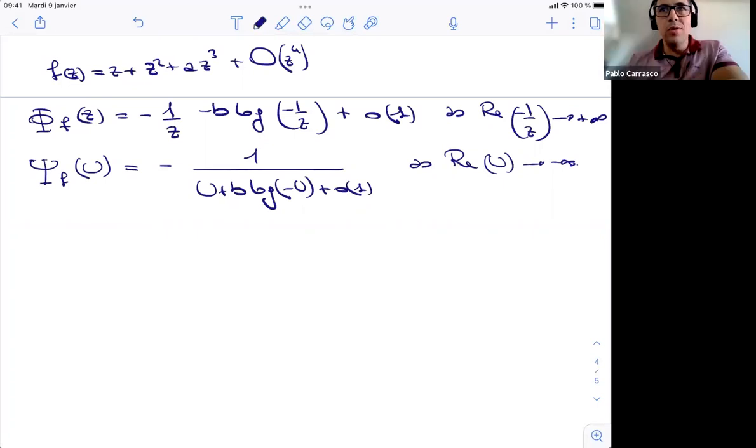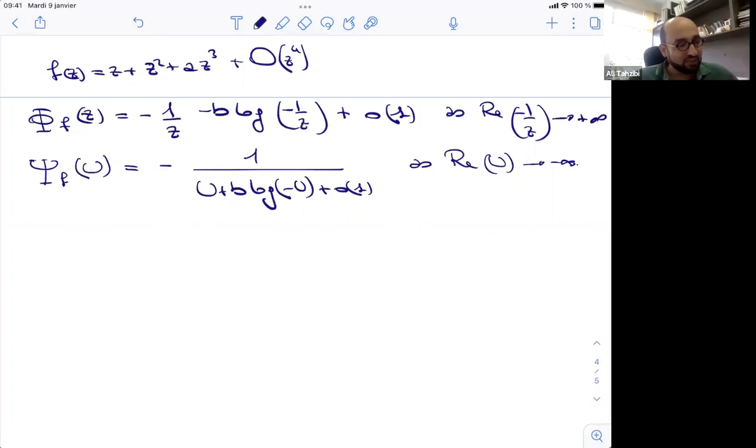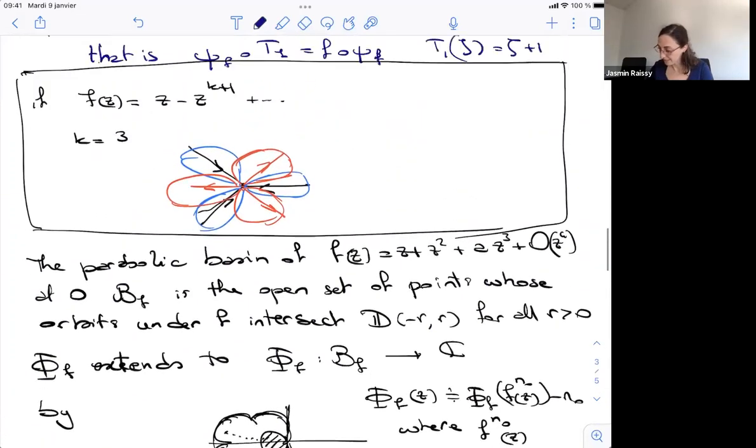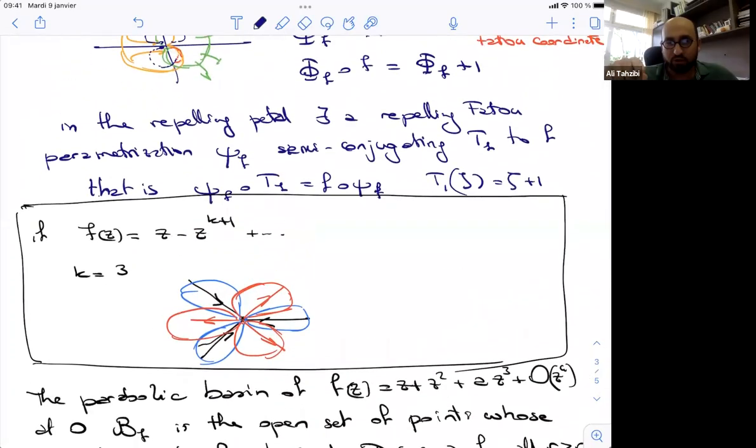Any other question? Maybe something, I didn't make the calculation. When you said examples like f of z equal to z minus z to the power k, the rate of convergence is kind of polynomial, 1 over n to the 1 over k, in this case. Am I right?